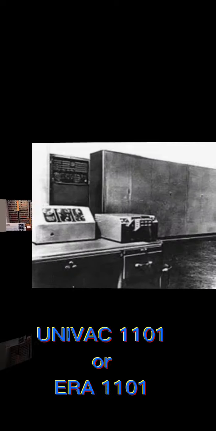ERA 1101, later renamed UNIVAC 1101, was a computer system designed and built by Engineering Research Associates in the early 1950s and continued to be sold by the Remington Rand Corporation after that company later purchased ERA. It was intended for high-speed computing and stored 1 million bits on its magnetic drum.